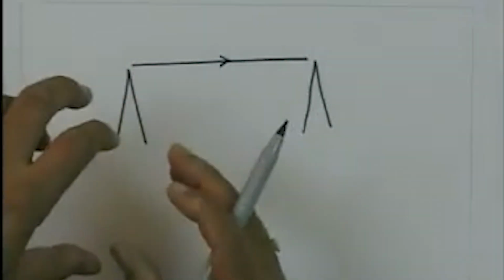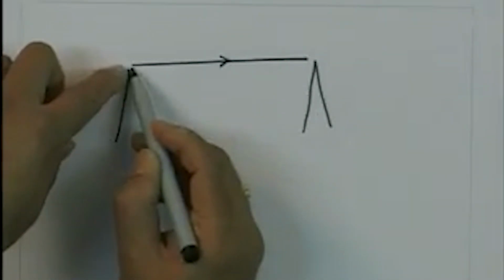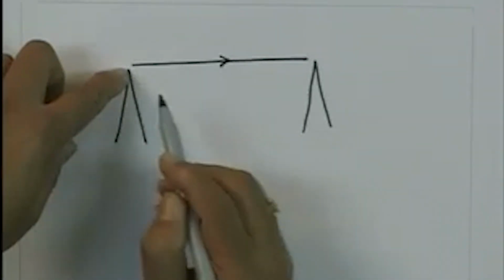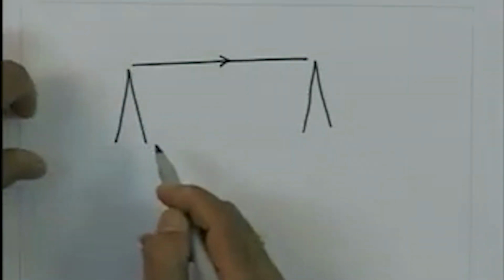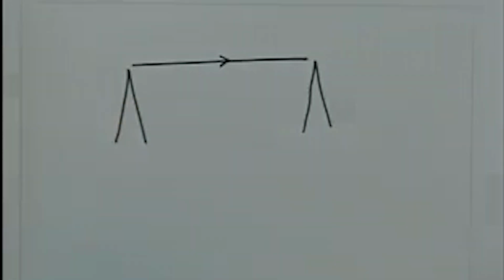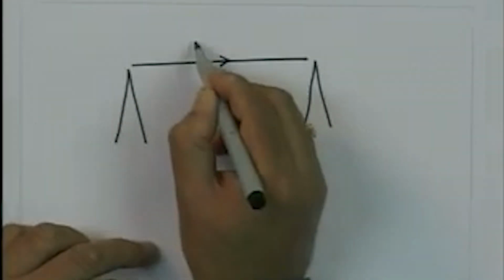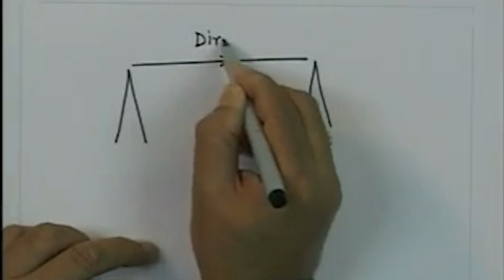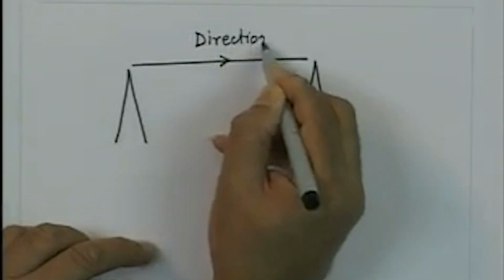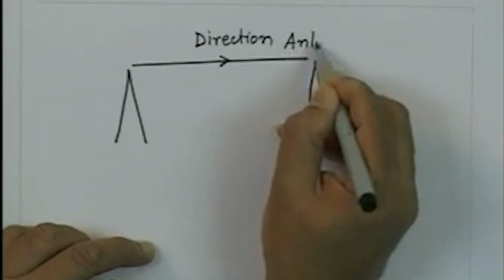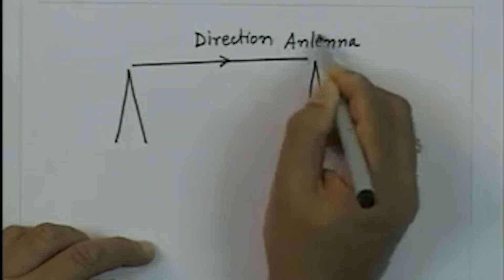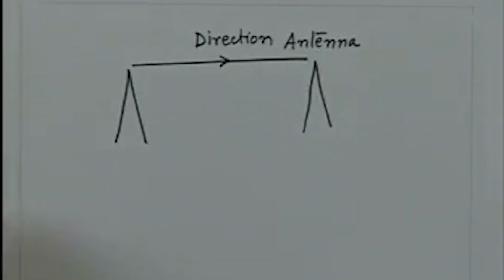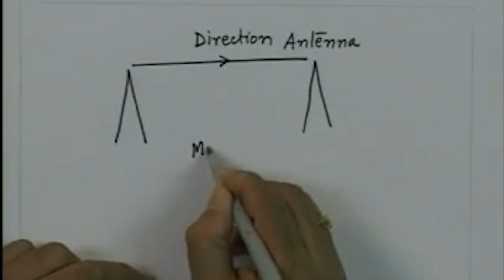So, my radiation pattern should be such that it is maximum in this direction and very rapidly dies down as I move away from this direction. So, I will require a highly directional antenna in this case. However, imagine a situation that I have a radio station. This is the microwave tower.